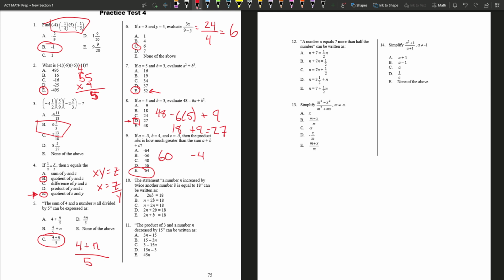All right. The statement, a number n is increased by twice another number b is equal to 18. So what is that written as? You got B. Carter? Liam? Yeah, so number n increased by twice a number, that's n plus 2 times b, and that's all equal to 18. Number 11, the product of 3 and a number n decreased by 15 can be rewritten as what?